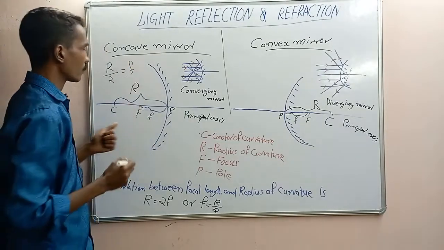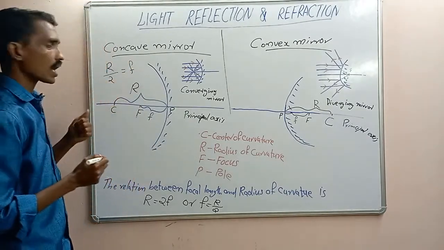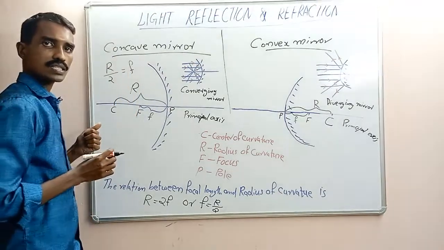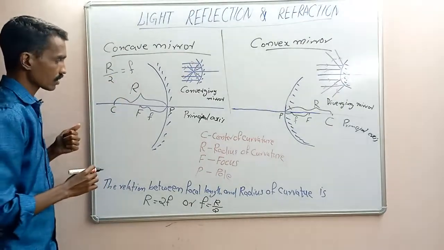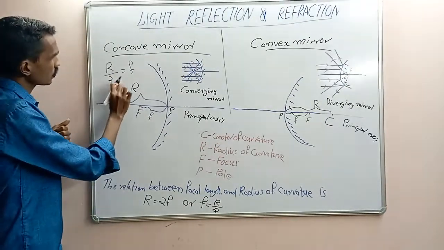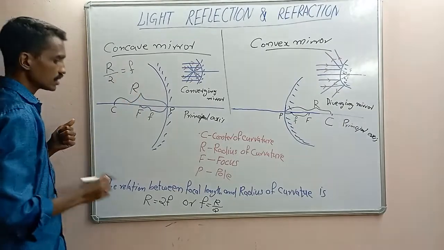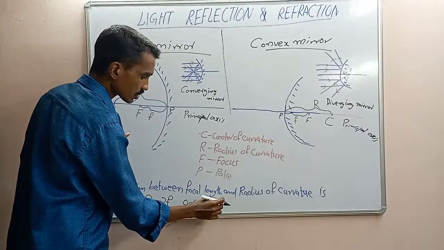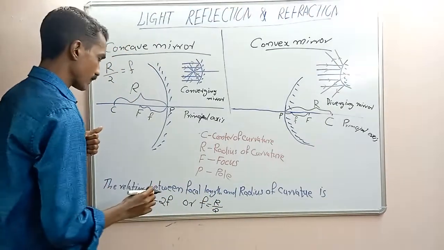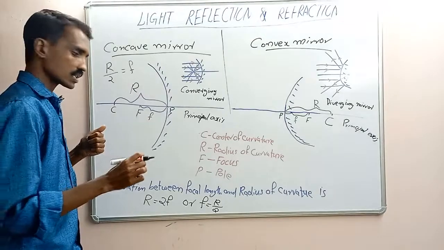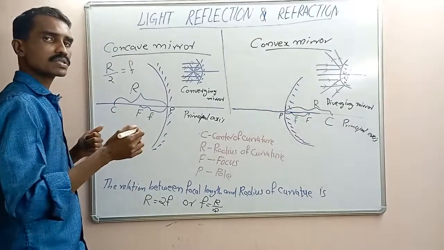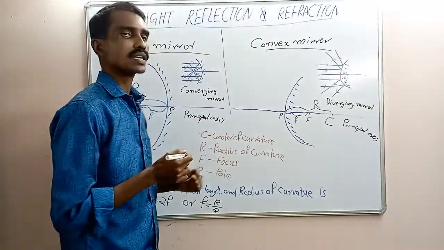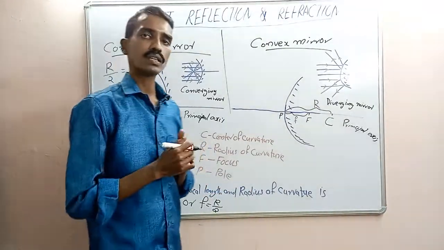So the focal length is half of the radius of curvature, or taking the 2 to the other side, R is equal to 2f. That means the radius of curvature is 2 times the focal length, or the focal length is just half of the radius of curvature.